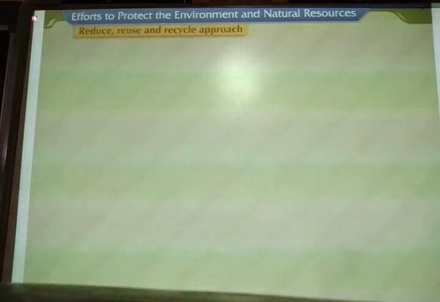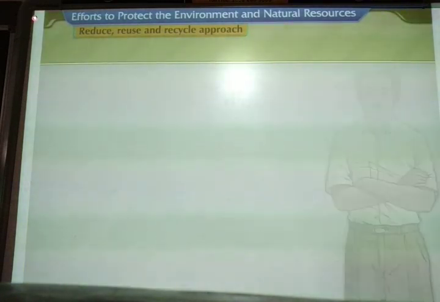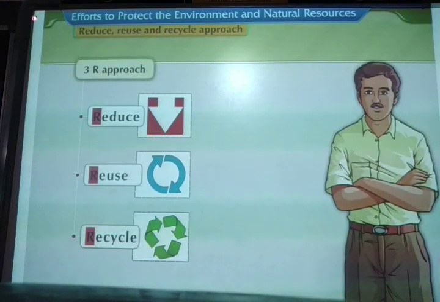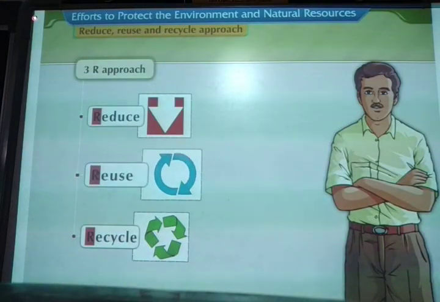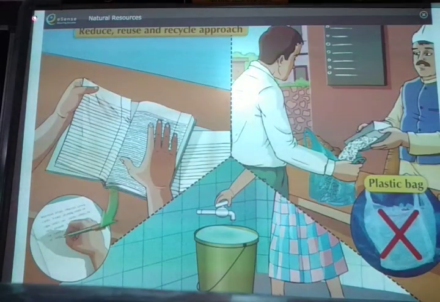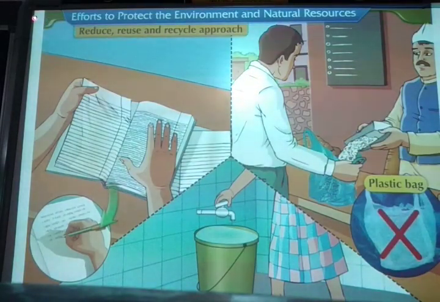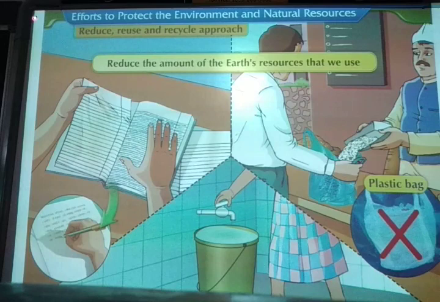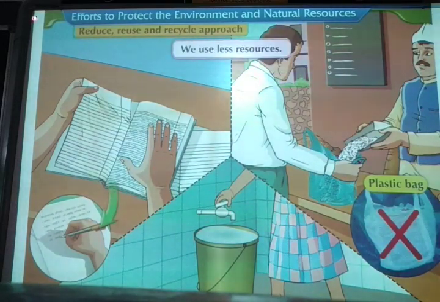Reduce, reuse and recycle approach. We can follow the 3R approach, that is, reduce, reuse and recycle in order to protect our environment. The most effective way of protecting the environment is to reduce the amount of Earth's resources that we use. It means that we use less resources.